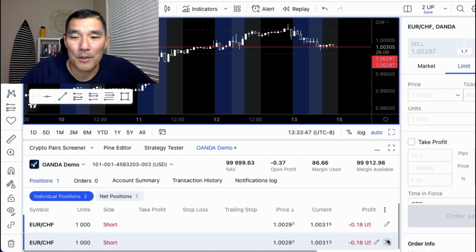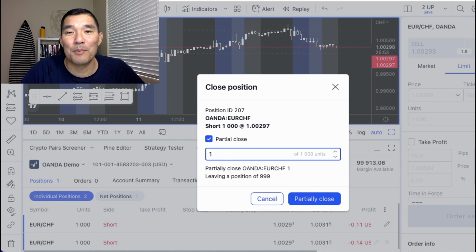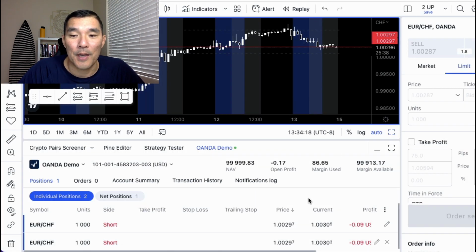Okay, so what we can do actually is do a partial close on this, and we'll just close one nanolot. And the beauty of using nanolots is now you can hedge pretty easily in a US account because you can just close one nanolot. And one nanolot is not going to have a huge impact on the final outcome of the trade, but it is going to allow us to hedge now.